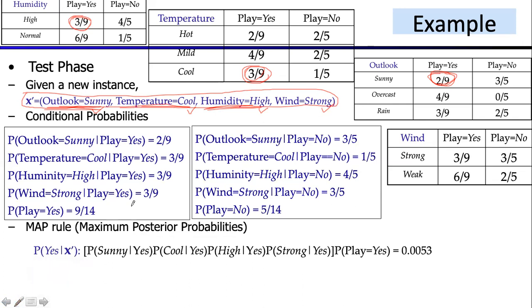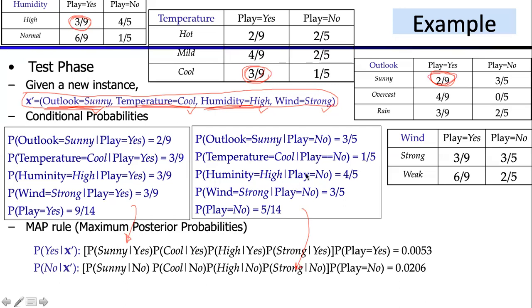Okay, so the product of all these with the prior of yes will give you the probability of yes given x prime, and the product of all these with the prior of no will give you the probability of no given x prime, and that comes out to be this. Okay, and now the decision is quite easy. The decision is that which one is higher? This one is definitely higher.